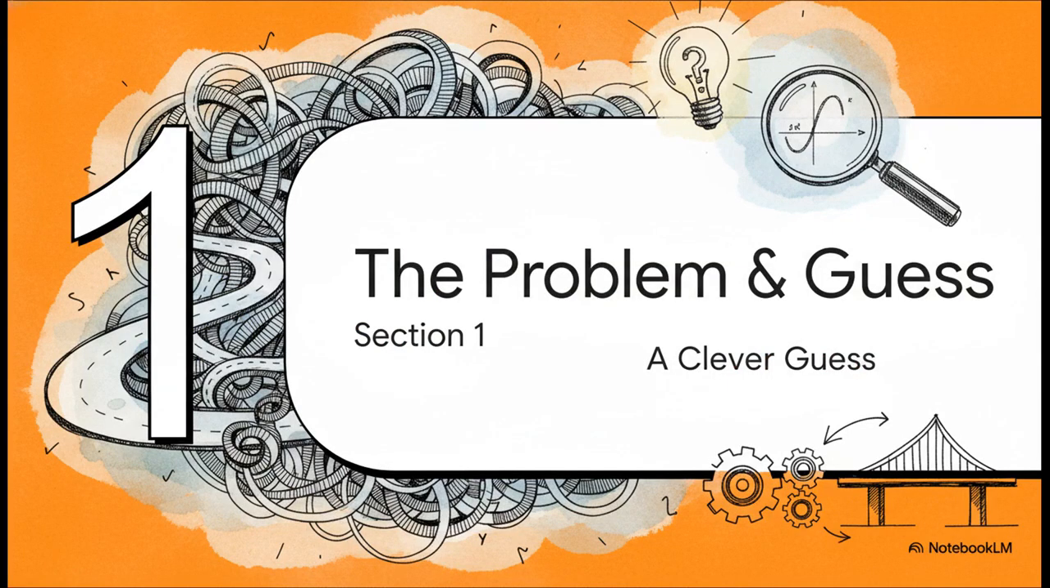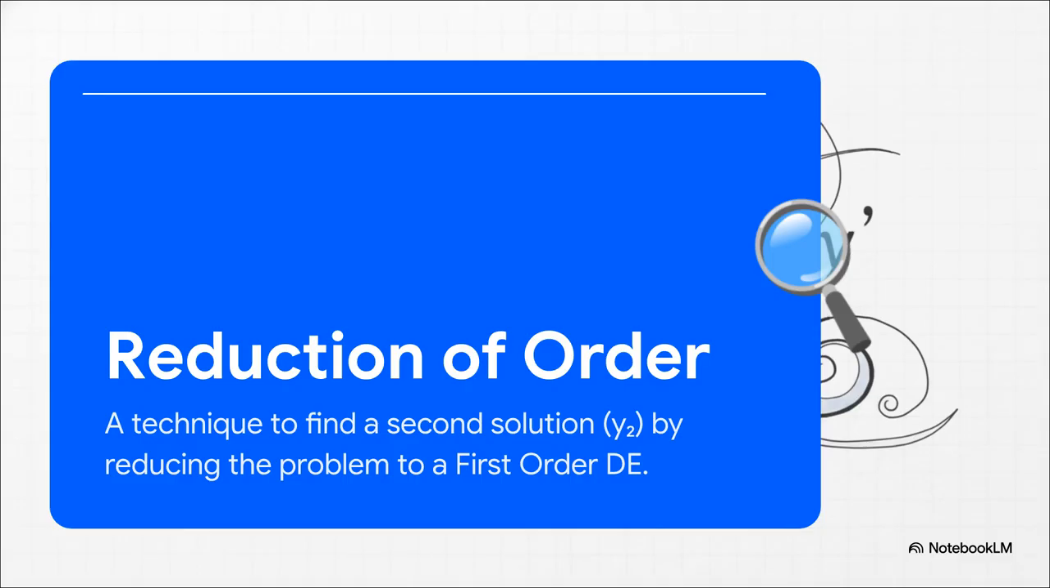Okay, so let's get into our first section, the one solution problem and a clever guess. This is where we lay the entire groundwork for how this thing works. So what is it really? Well, reduction of order is a way to find a second linearly independent solution. And that's key. It means the new solution isn't just a constant times the first one.